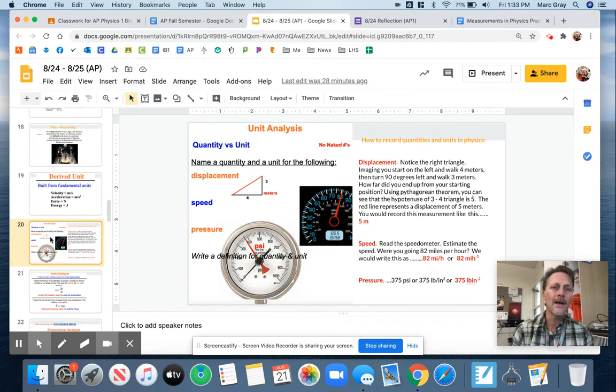Now, when you're recording numbers, here are 3 examples that I give you here for displacement, speed, and pressure. I just show you some pictures, and I'm like, go ahead and record what that number should be. When you're recording a number from physics, or when you're doing science in general, you want to record the quantity of the number as well as the unit. I've given you some examples here to think that through.